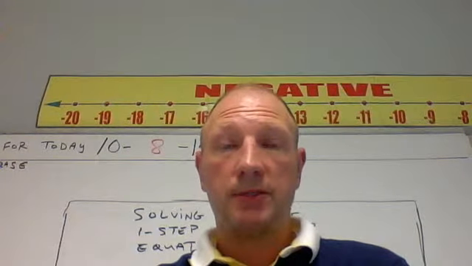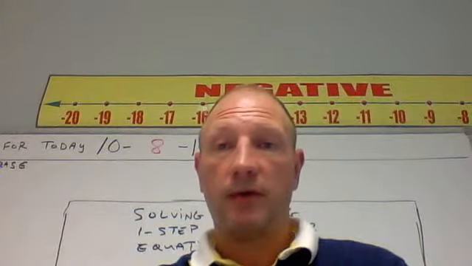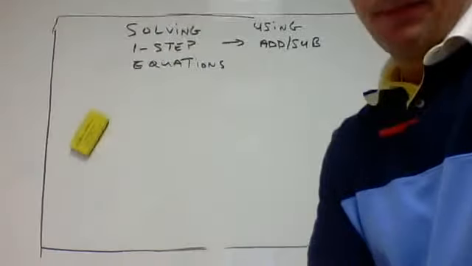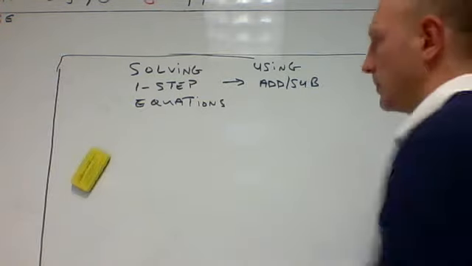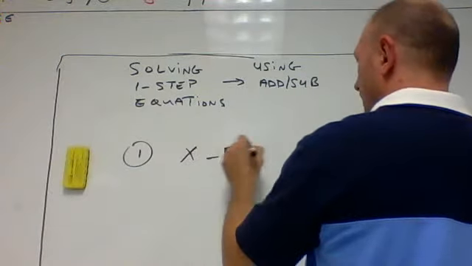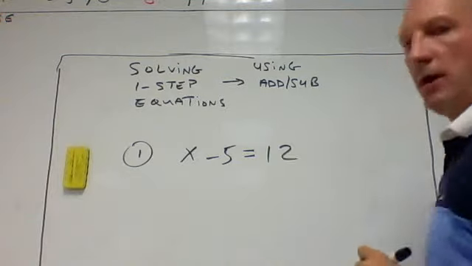This is a short lesson on solving one-step equations involving adding and subtracting. Okay, let's just jump right into example 1. X minus 5 equals positive 12.